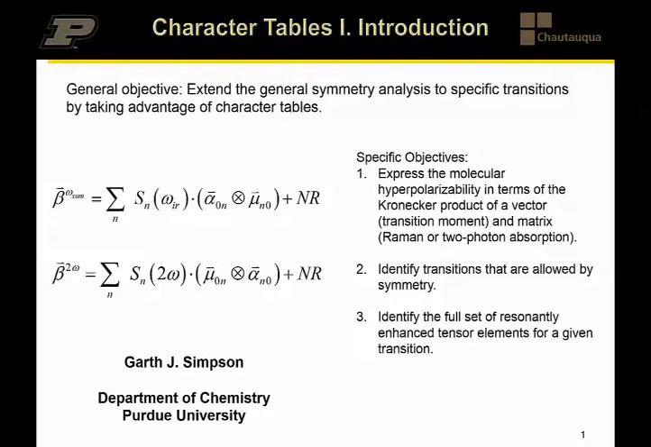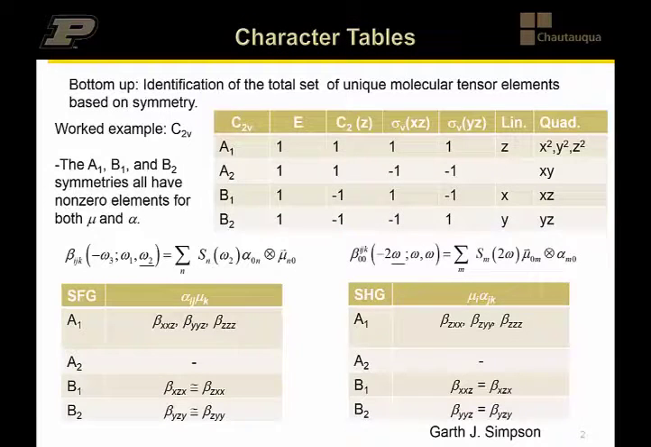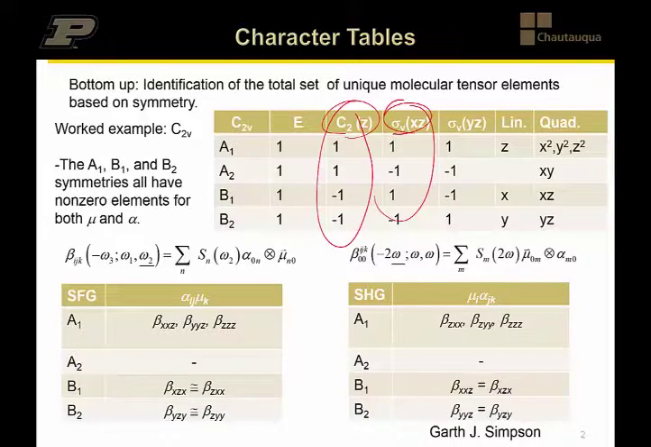So what's the relationship between nonlinear optics and character tables? You've probably all seen character tables before, and they describe symmetry operations, in this case a twofold rotation about the z-axis, or a reflection about the yz plane or the xz plane. And the two things we're going to be focusing on are the two that are shown and the one that isn't shown, which would correspond to the hyperpolarizability.